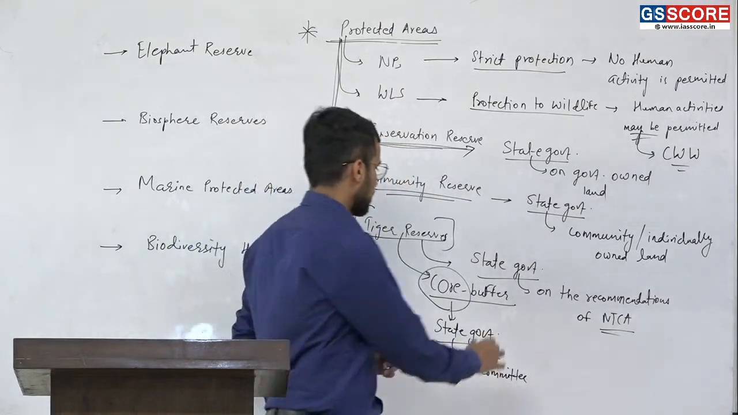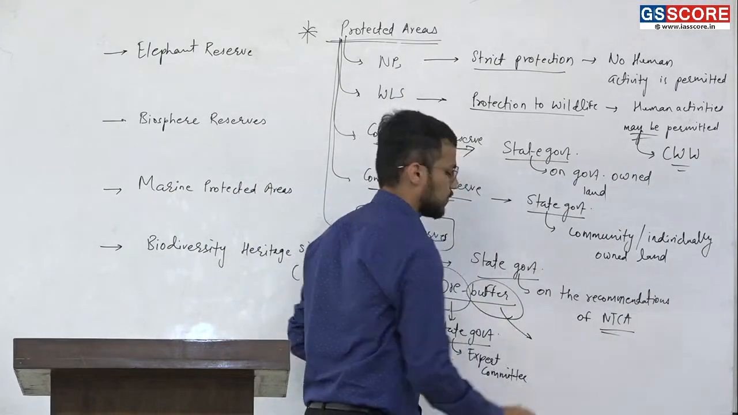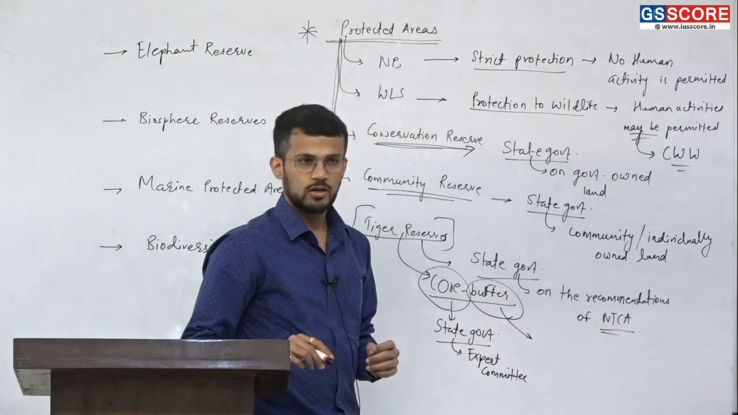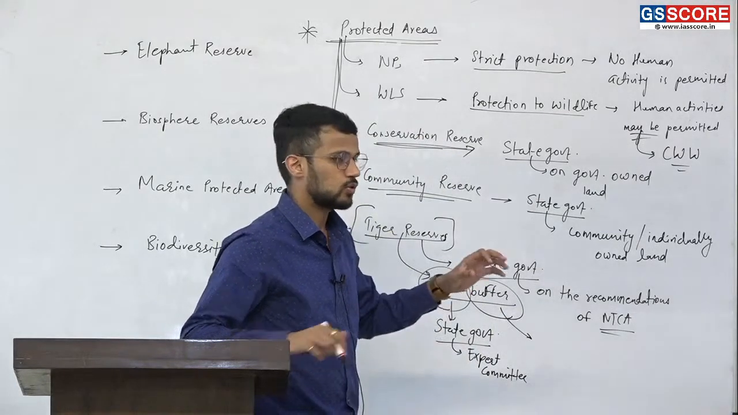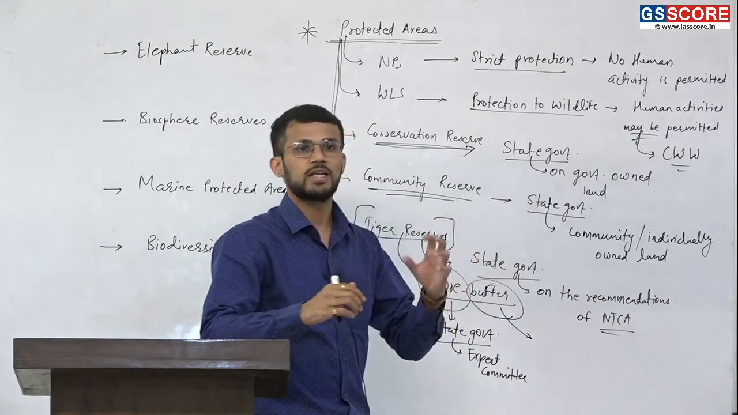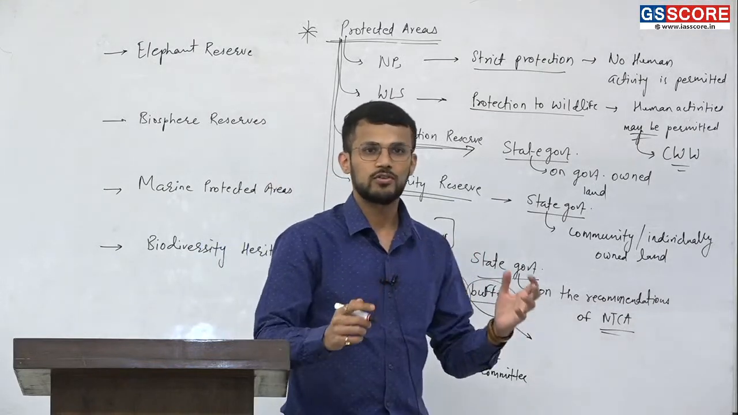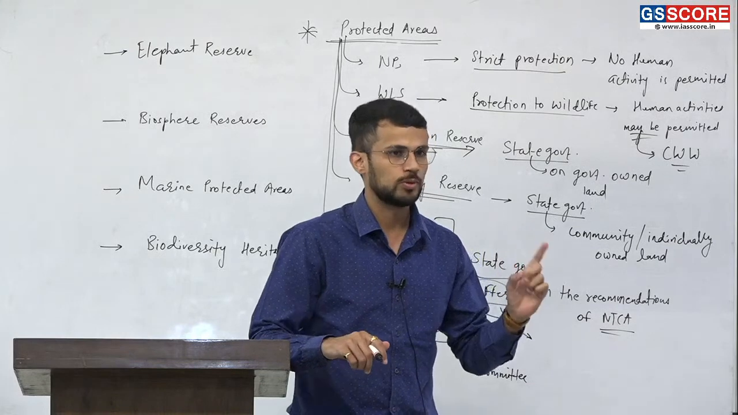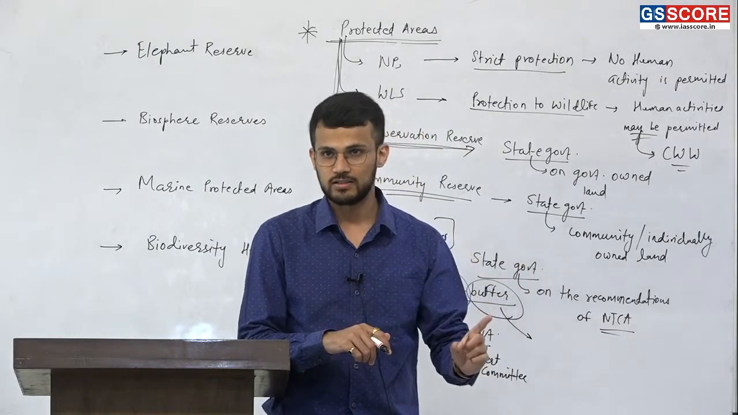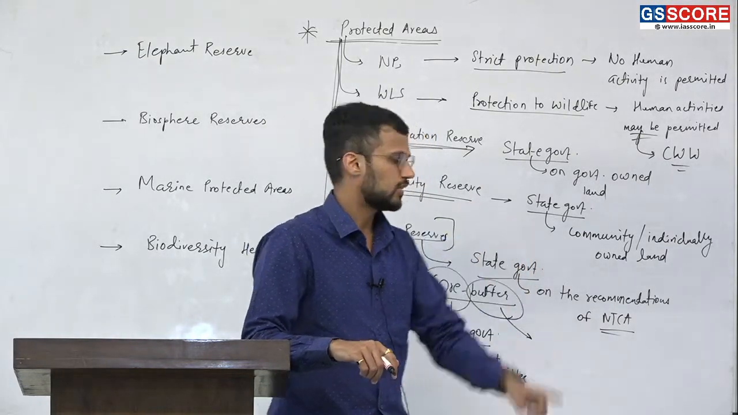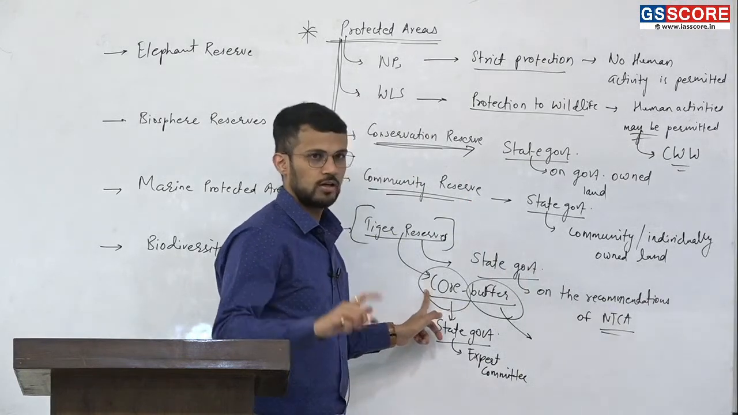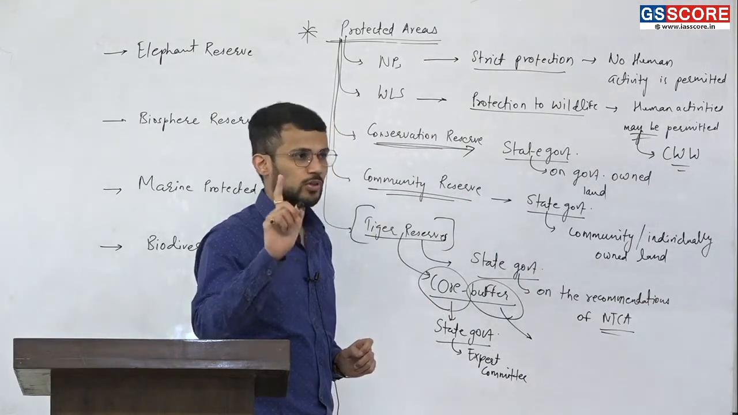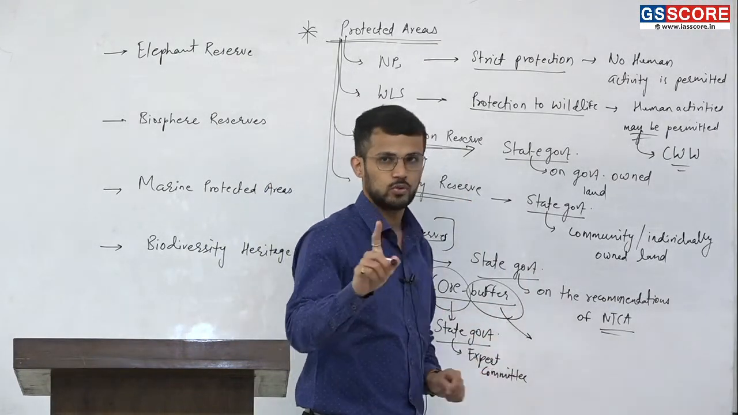Fine. And then we have the buffer zone of a tiger reserve. The buffer zone is a region lying on the peripheral region of the core zone, and in the buffer zone certain human activities will also be permitted, like grazing. Grazing is not allowed in the core. Collection of minor forest produce is also allowed in the buffer zone.